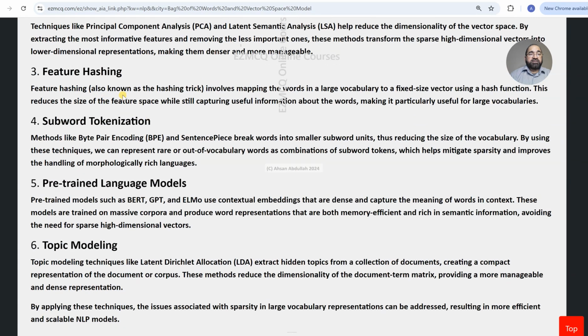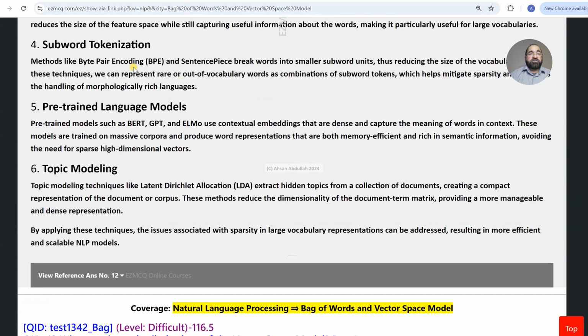And the feature hashing trick involves mapping the words in a large vocabulary to fixed size vectors, so that it still captures the relationships. Sub-word tokenization.